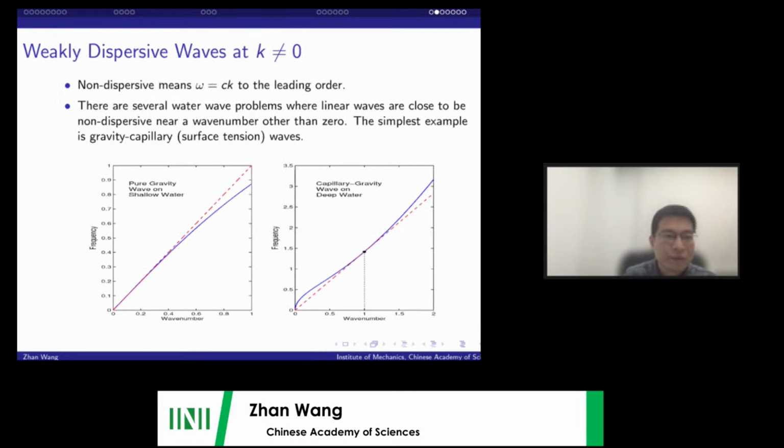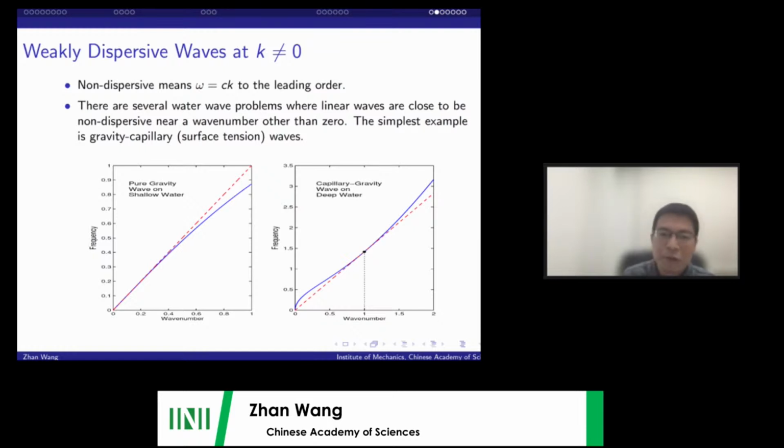What do I mean by non-dispersive? For a dispersive wave, frequency is a function of wave number, which means waves with different wave numbers propagate with different speeds. A non-dispersive point means if we Taylor expand the frequency at a particular point to leading order, the leading order should be a linear function, right? Omega is a k plus b. But for a non-dispersive point, k is 0. So to leading order, the wave frequency is proportional to the wave number. So the tangent line goes to the origin. So this is called a non-dispersive point.